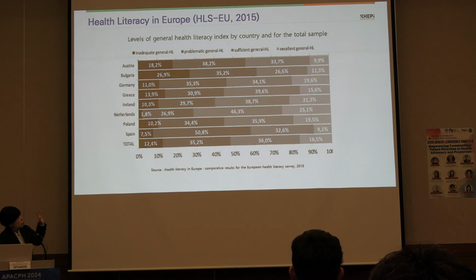Health literacy in Europe. You can see the health literacy rate in Europe ranged from 30% to 70%. The average rate is 51.5%. Based on the current level of general literacy in Korea, the health literacy rate is expected to be about 60 or 70%, but we don't know yet. In December, we will know about that.